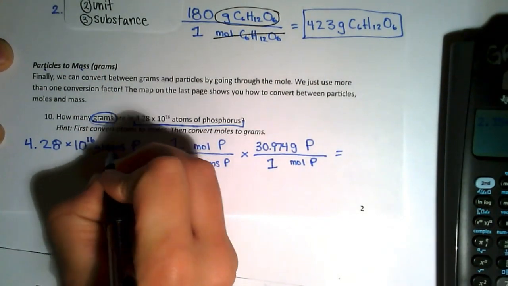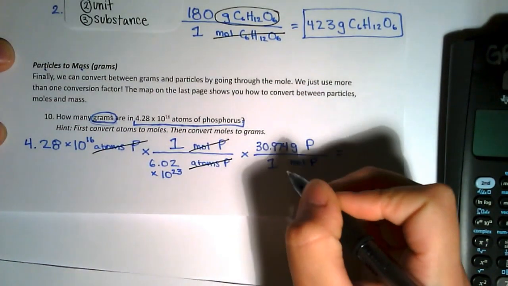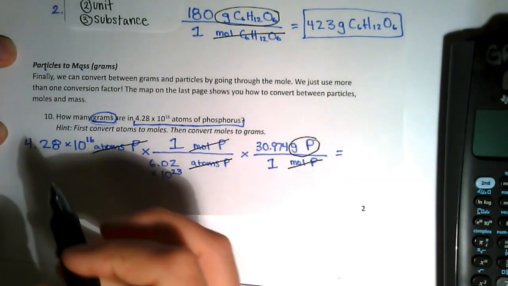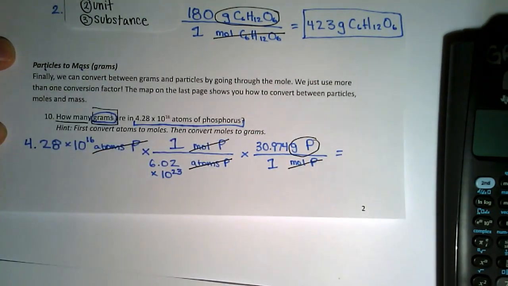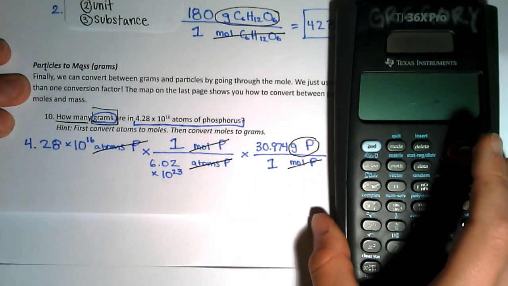Now we have to cancel: atoms of phosphorus cancels with atoms of phosphorus, and moles of phosphorus cancels moles of phosphorus. So we're going to be left with grams of phosphorus, and looking back at our problem, that is what the problem is asking for, how many grams. So now we have to use our calculator to solve this puzzle.